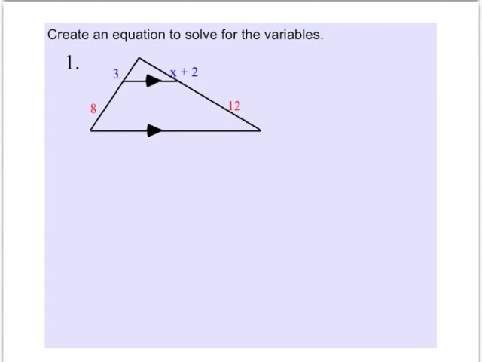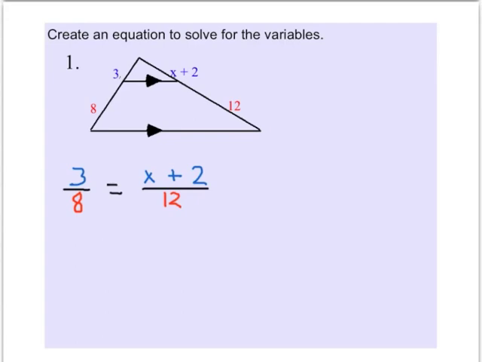So this video is solving problems using proportional parts, number 1. In order to solve this, we need to set up proportions, and the fact that we have these parallel lines within a triangle tells us we can use proportional parts of a triangle. So 3 and 8 follow the same proportion as x plus 2 does to 12. So let's set up our ratios.